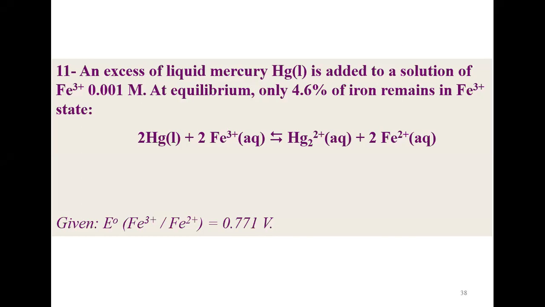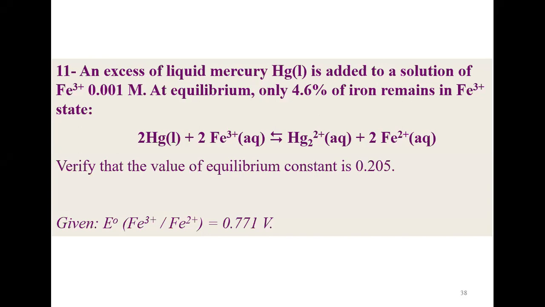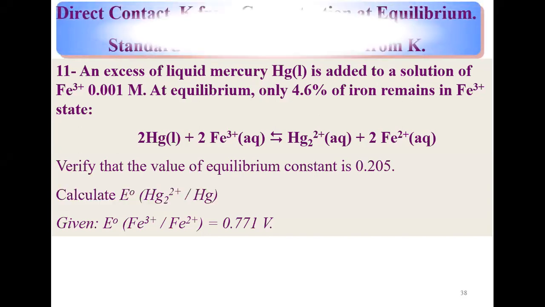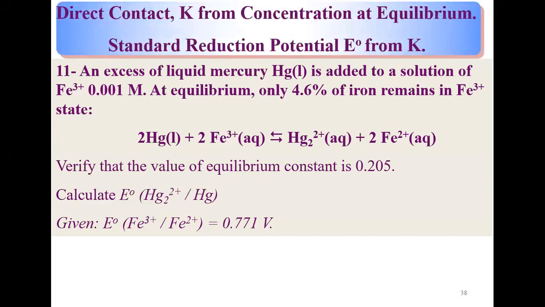Okay, in this next question, we also have a direct contact type where we're going to find the K equilibrium constant from the concentrations at equilibrium. Then we're going to find the standard reduction potential, E naught of the cell or E of the cell from K, or E naught of a certain couple from K. Now, let's look at the example.